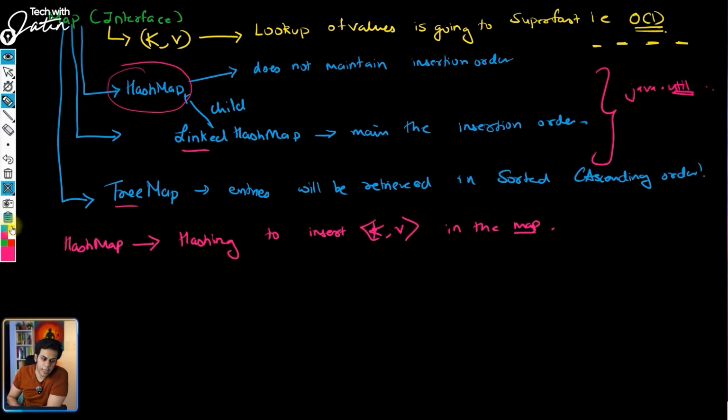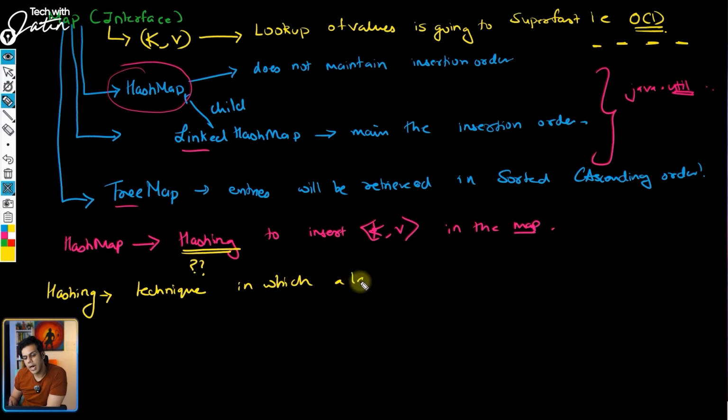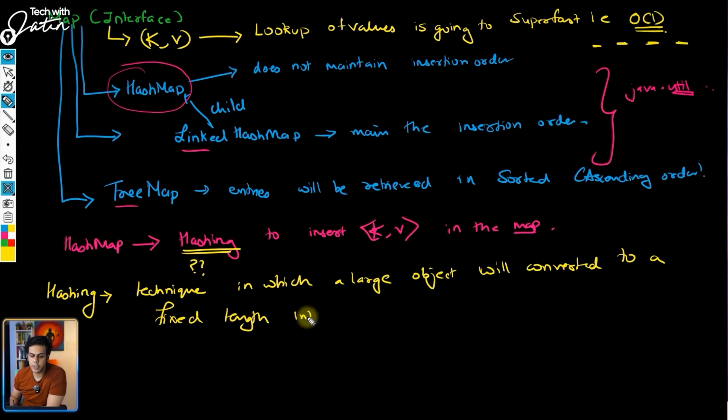Now you will ask, Jatin, what is hashing? Or if you're not asking me, the interviewer will ask you, what is hashing? All right, so just remember this thing for now. Hashing is basically a special technique in which a large object will be converted into a fixed length integer value.